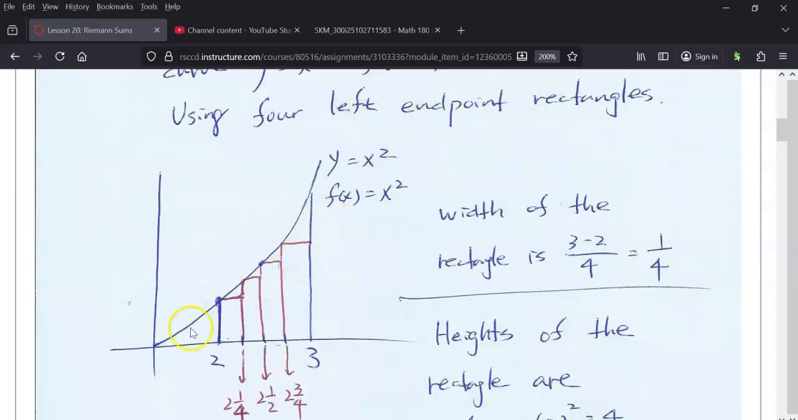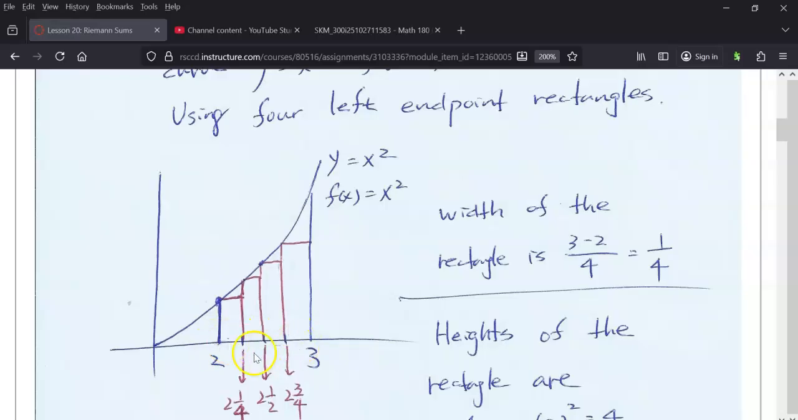What left endpoint rectangle means is that for the first rectangle, you have a left side and a right side, but we're going to use the left side as the height of the rectangle. So it's going to cut across. This first rectangle is right here. The second one, same thing: we follow the left-hand side and then cut across. You get your second rectangle, third, and then fourth. Now we need to figure out the area for each one of these.